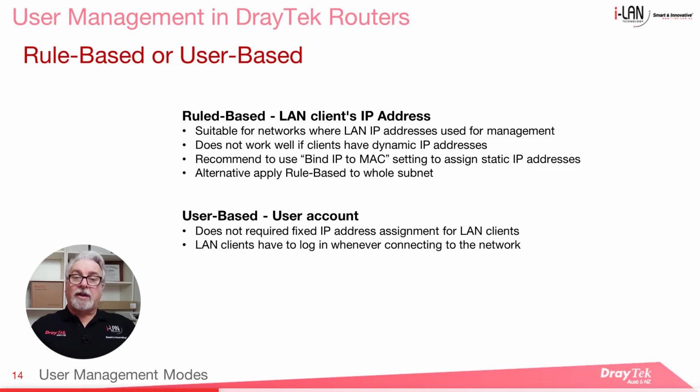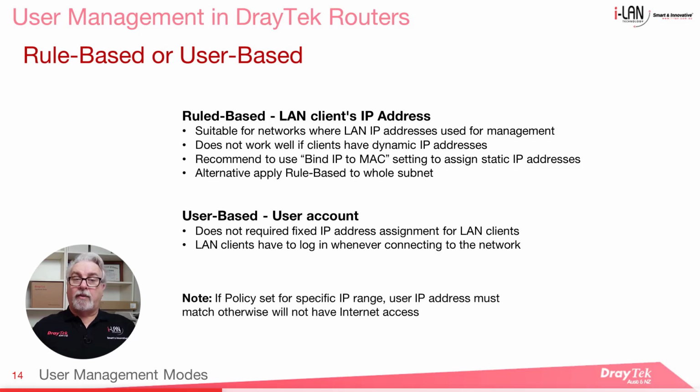For networks that manage LAN clients by their IP addresses, rule-based mode is the way to go. Just be aware that firewall rules may not be applied as expected if a LAN client connects using a different IP address, such as might happen if using DHCP to allocate IP addresses. But to get around that, you can use the bind IP to MAC setting to assign a static IP address for each LAN client. Alternatively, you can use rule-based to apply a LAN subnet to cover all LAN clients.